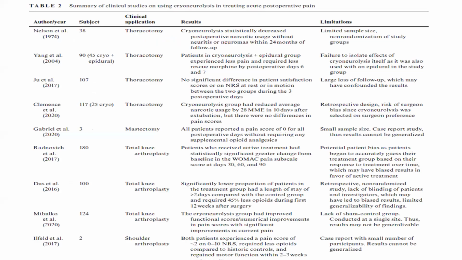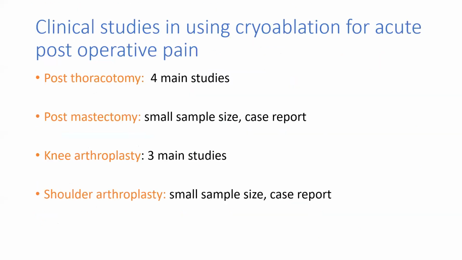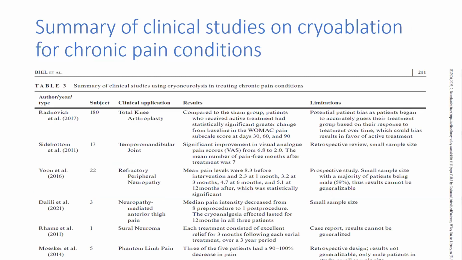I'm not going to go through all the studies, but there are certain studies that have been described for acute and for chronic pain. For the cryoablation for acute postoperative pain, there are 4 main studies for post-thoracotomy syndrome, and 3 main studies for post-knee arthroplasty. Those are the big ones. While for post-mastectomy and for shoulder arthroplasty, those studies were mostly small sample size case reports, and most of the studies show positive results. While for cryoablation of chronic pain, there are again few studies.